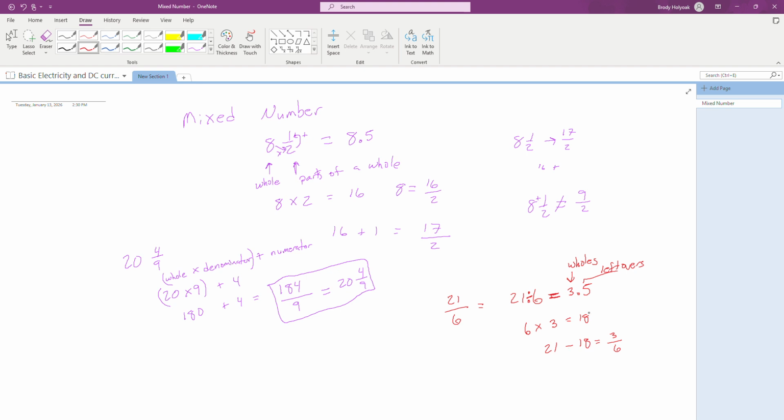So then I can combine these together. Here's my whole number. Here's my fraction from my parts. So 21 over 6 is the same as my 3, which is my whole, and my parts, which is 3/6. Which then is also going to reduce down because I can make 3/6 and turn it into the half, which is what my decimal showed me. So 3 1/2 is my final answer in mixed number format versus improper fraction format.